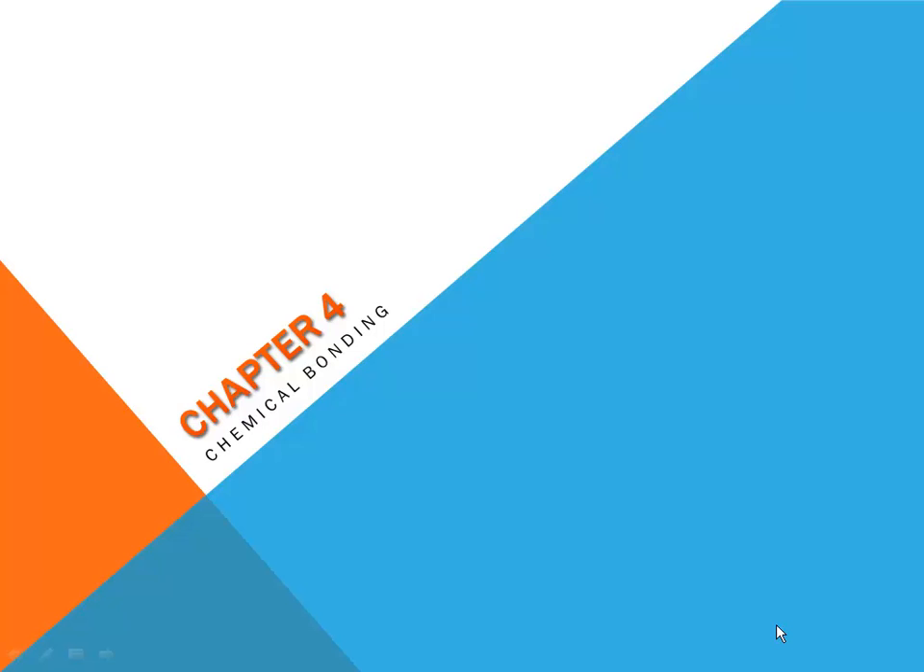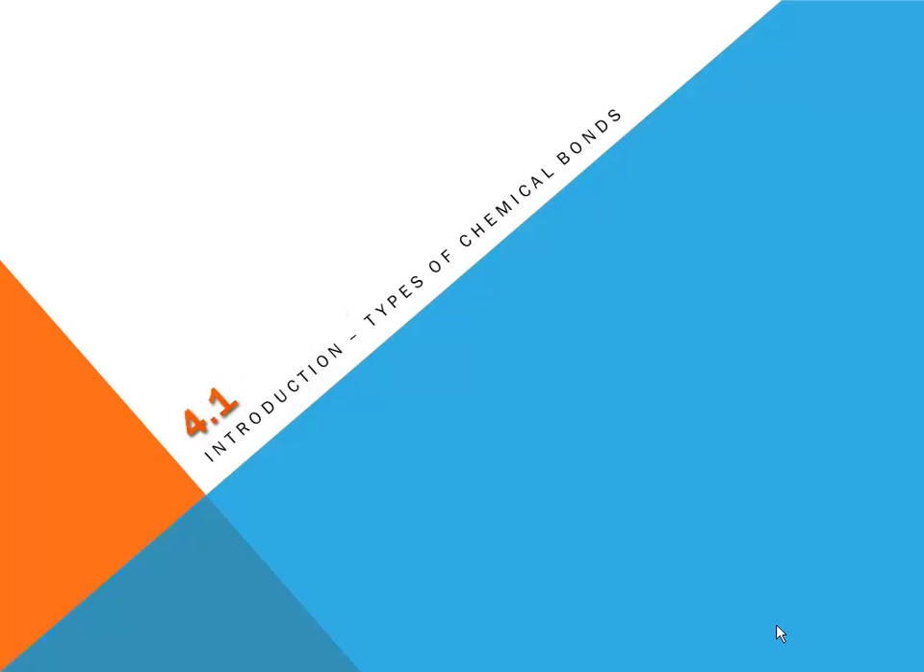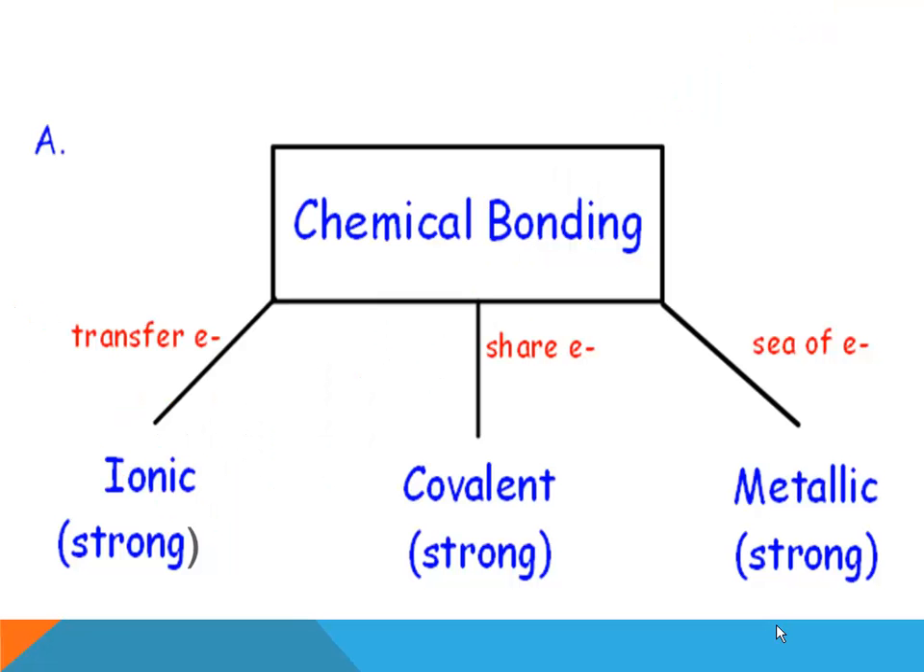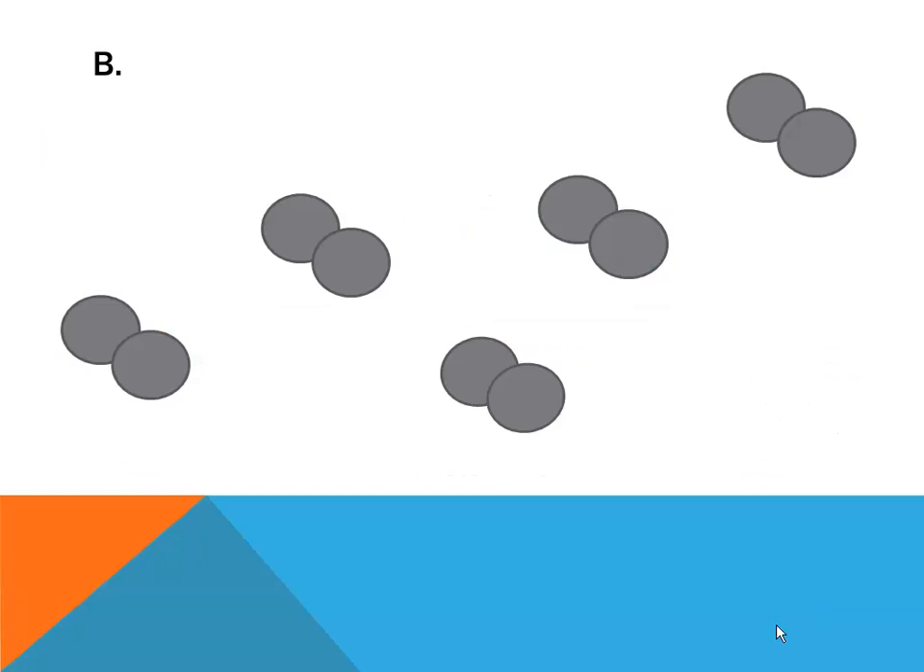Alright, Chapter 4 is on chemical bonding. Introduction to chemical bonds. There's three major types. Ionic compounds are strong, they transfer electrons. Covalent shares electrons, sharing is caring. They are relatively strong. And metallic bonds are very strong, which is basically localized electrons that are a sea of positive and negative charges. We'll get to that later.